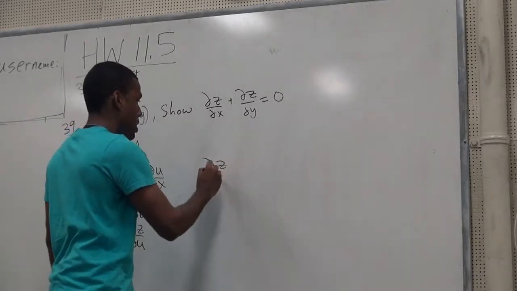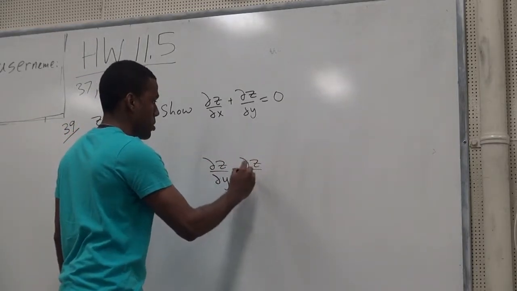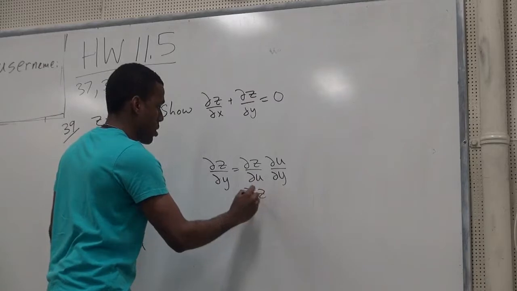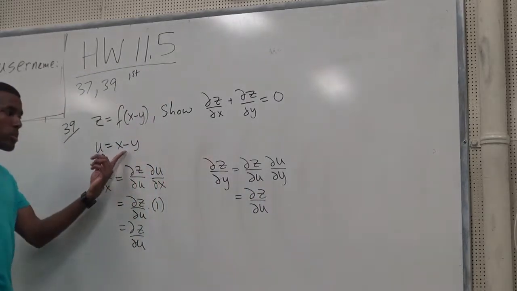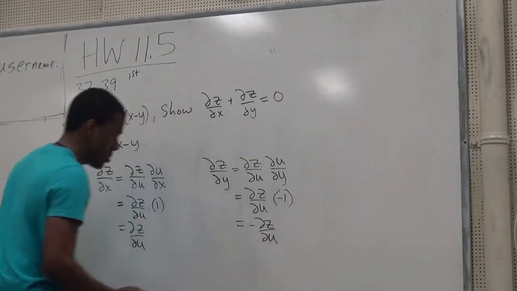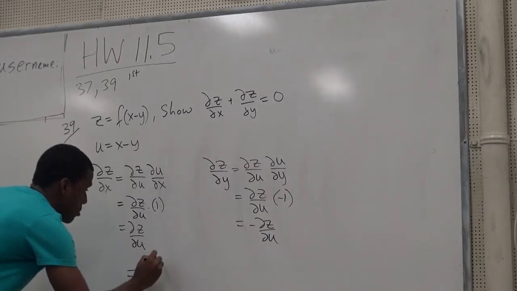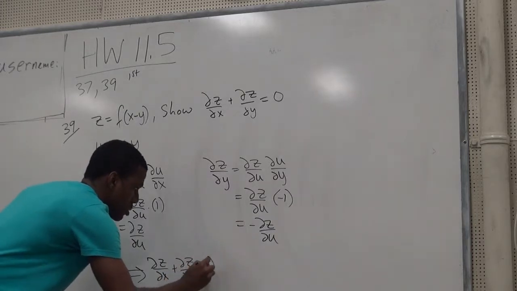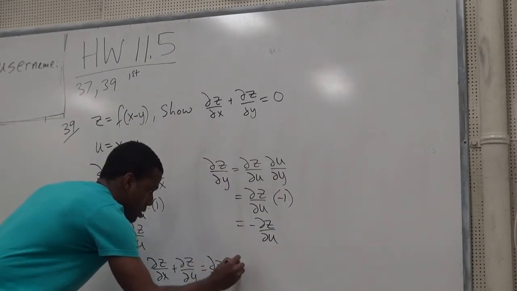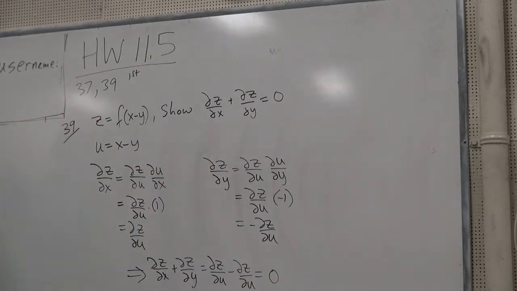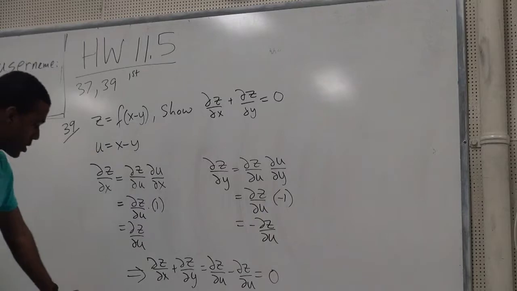And you can say partial of z with respect to y is equal to partial of z with respect to u, partial of u with respect to y. Or differentiate this with respect to y, you actually get minus 1. So this is minus partial z with respect to u, which means partial z with respect to x plus partial z with respect to y is equal to partial z with respect to u minus partial z with respect to u, which equals 0. Or you can sort of think of it as derivative of the outside times derivative of the inside. A similar thing would work.